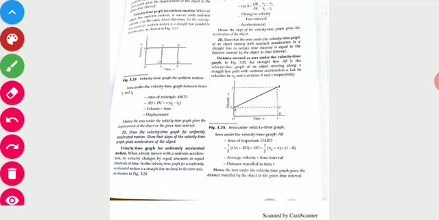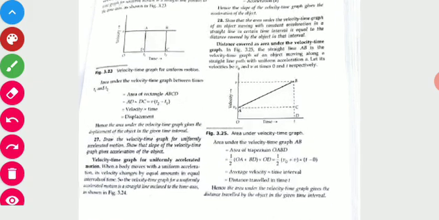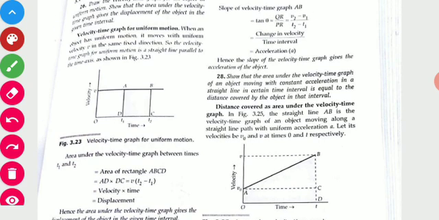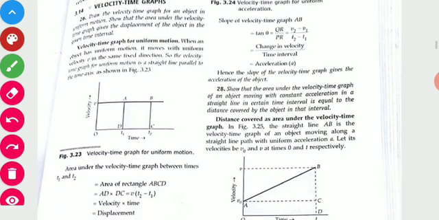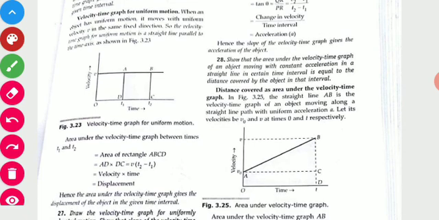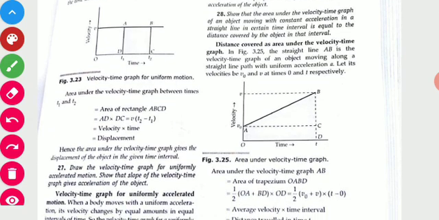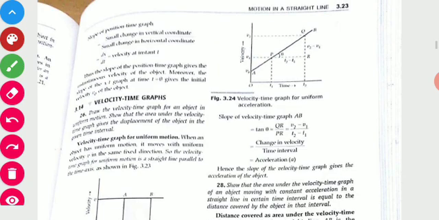So students, in the last video we were discussing the VT graph and XT graph. We have already discussed the XT graph, and one topic is left in the VT graph: the area under the VT graph. What does the area under the VT graph represent? What information does it give us? This we will study today.